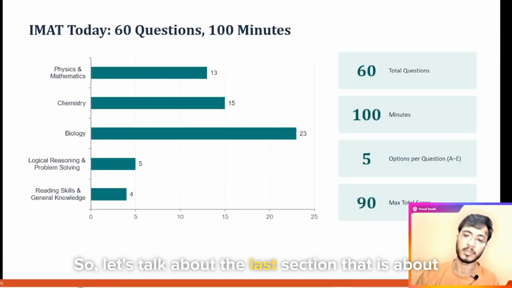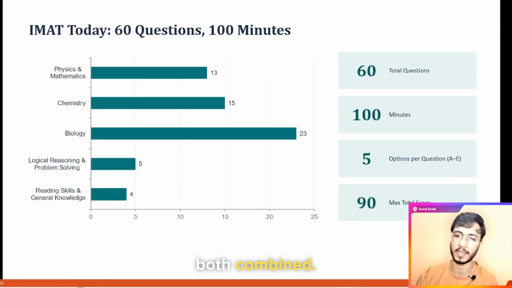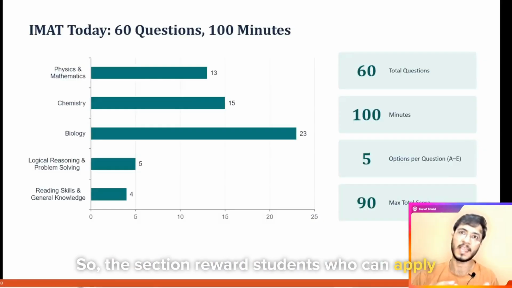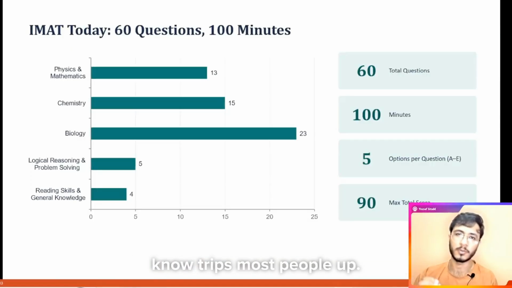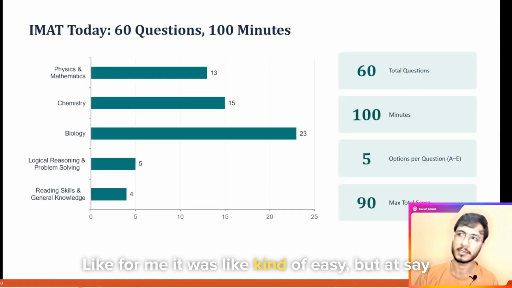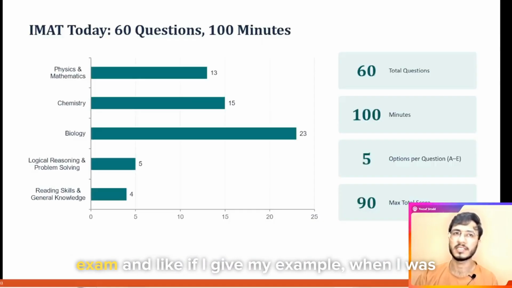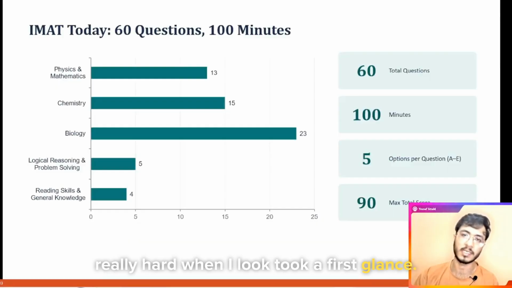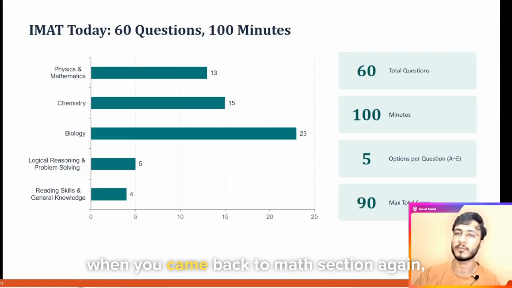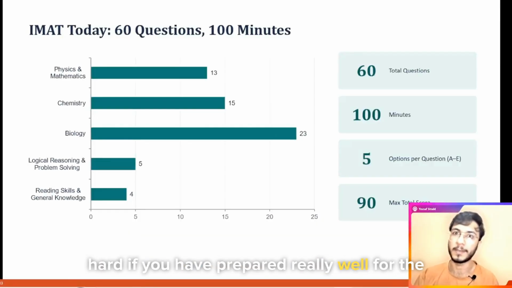So let's talk about the last section, that is physics and mathematics. Physics and mathematics have 13 questions both combined. The section rewards students who can apply formulas quickly, and the math is not complex in theory, but under time pressure it trips most people up. For me it was kind of easy, but hard at the same time. When I was sitting in the exam, the math section looked really hard when I took a first glance, but then when you start solving the paper and come back to the math section again, you feel that it was not that hard if you have prepared really well for the mathematics part.